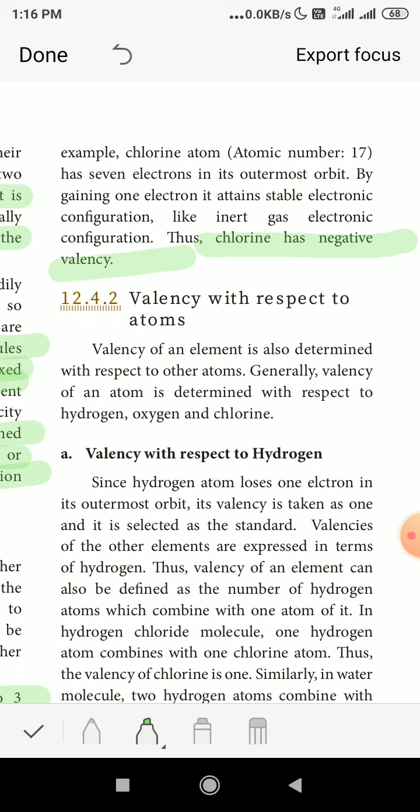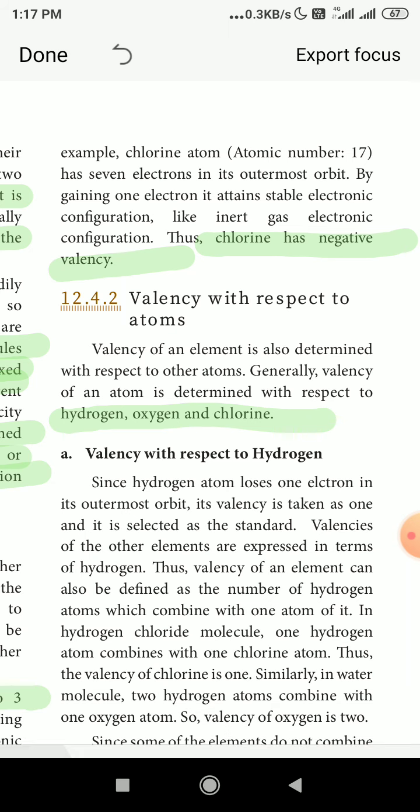Understood? Metals and non-metals. Now valency with respect to other atoms. Valency of an element is also determined with respect to other atoms. Generally, the valency of an atom is determined with respect to hydrogen, oxygen and chlorine. All three we have to learn. Now first, the valency with hydrogen.